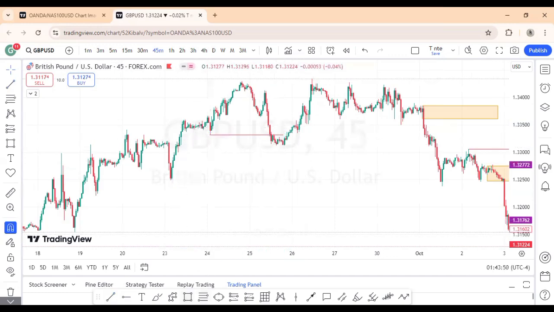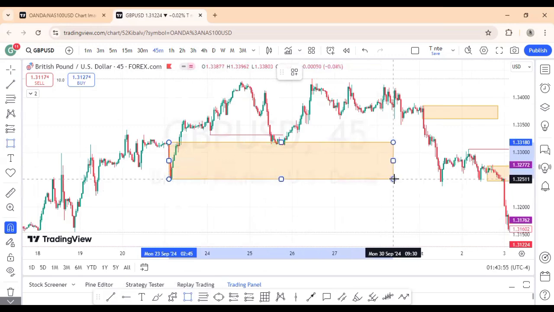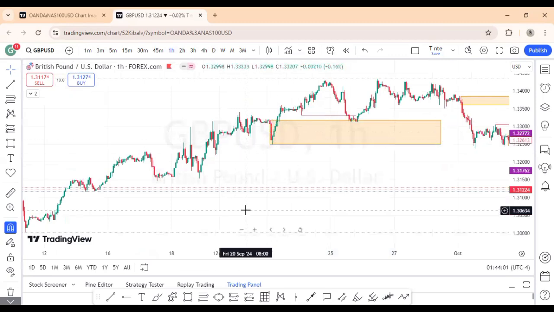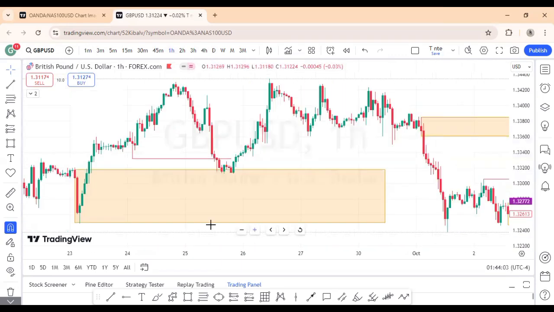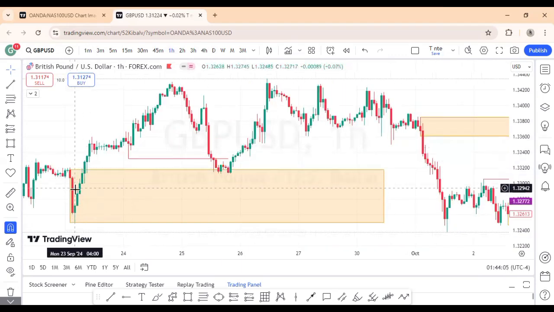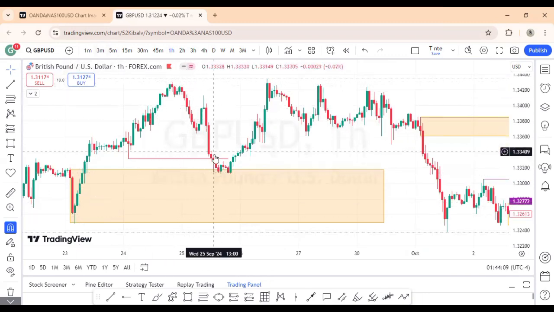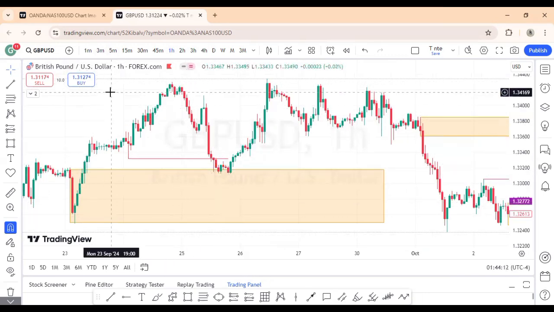And then what do you have? You have this last push down, right? And if you go to a 1 hour chart, you'll see that this is actually one candle, or let's say two consecutive candles, right? So you can see how this last push down was mitigated by this push to the downside, right? So we have to always pay attention to that.